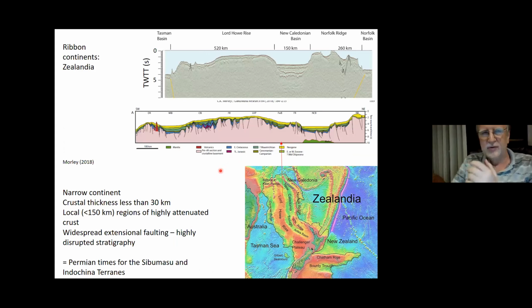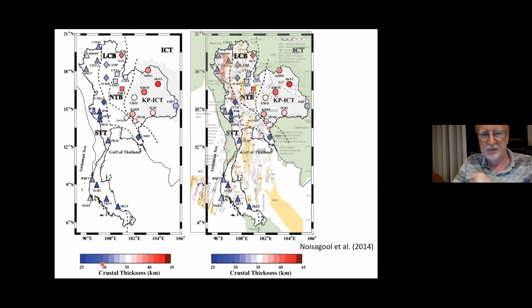So I mentioned that these are ribbon continents, and Zealandia is a good modern example of a ribbon continent. And what makes them different from normal continental fragments is that they're narrow. The crustal thickness is typically less than 30 kilometers because they've been highly extended throughout the terrane, but locally they're hyperextended. And this is probably a good model for what Sibumasu and the Indochina continents looked like in Permian times.